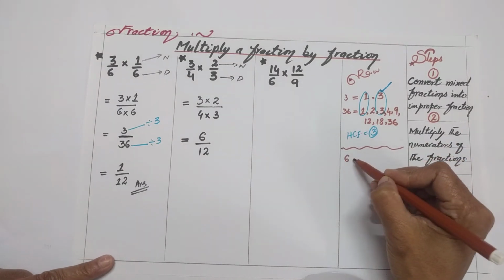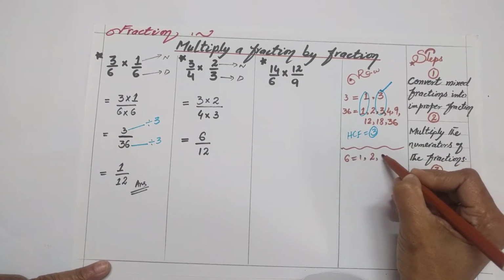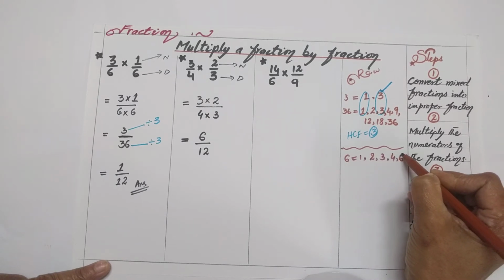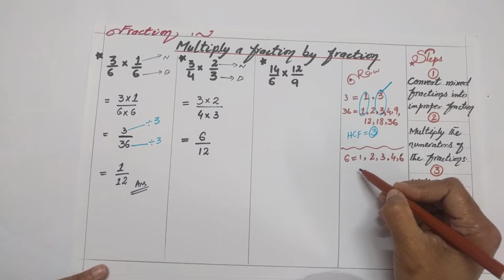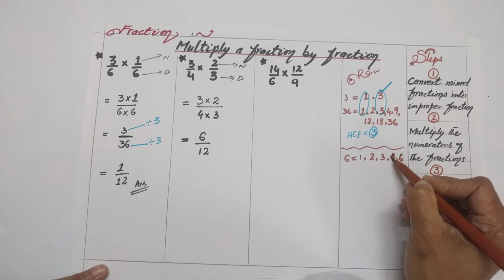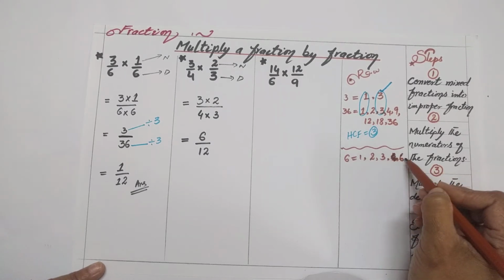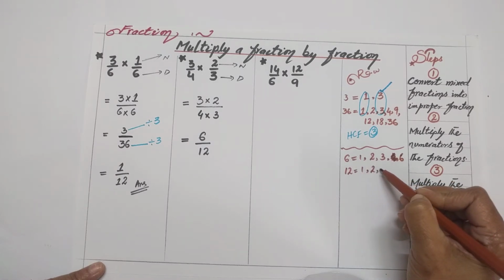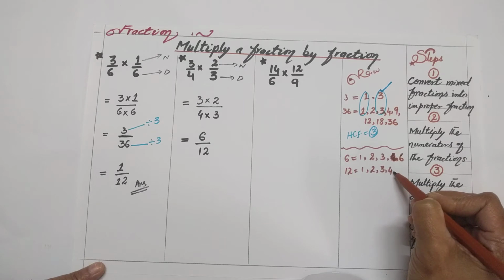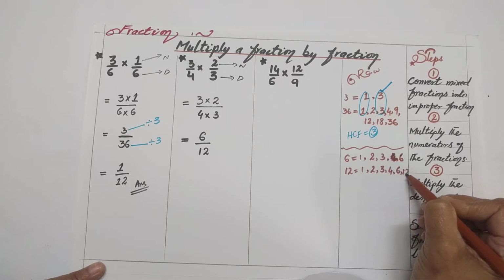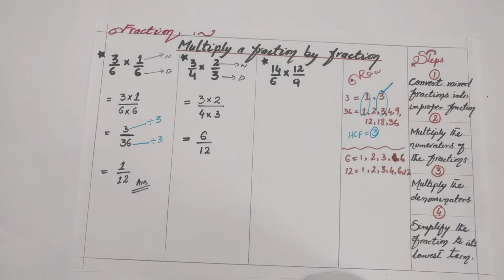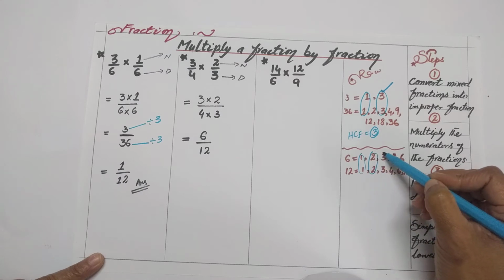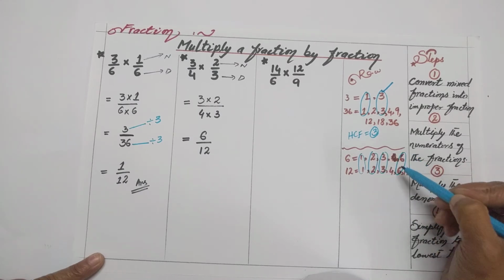What are the factors of 6? 1, 2, 3, 4 and 6. Sorry, 4 is not a factor. Sorry. 1, 2, 3 and 6. What are the factors of 12? 1, 2, 3, 4, 6 and 12. These are the factors of 6 and 12. Check the common factors: 1, 2, 3, 6.